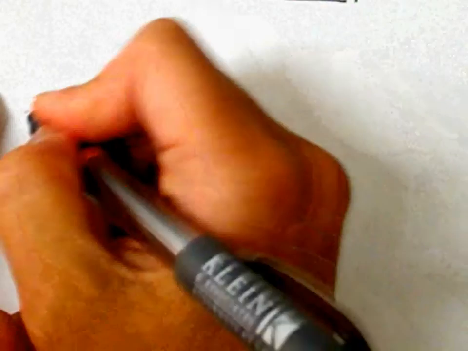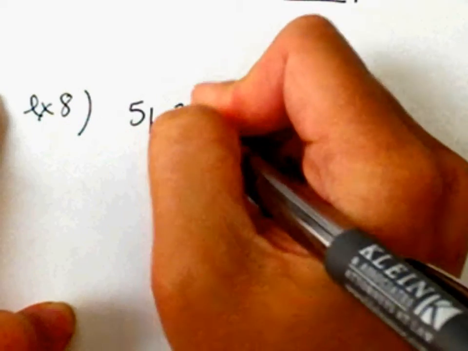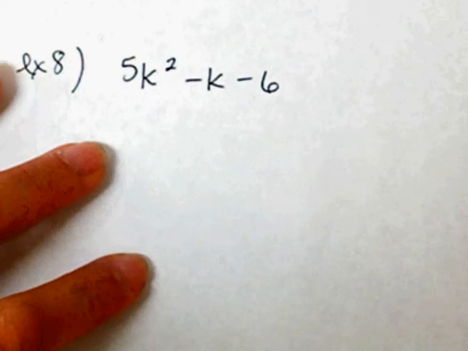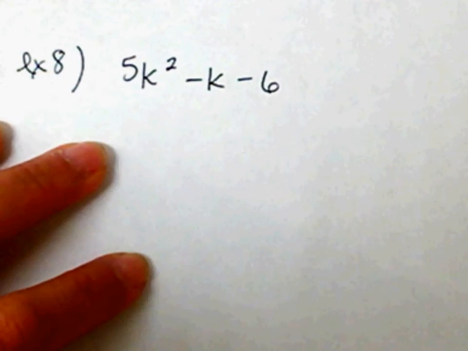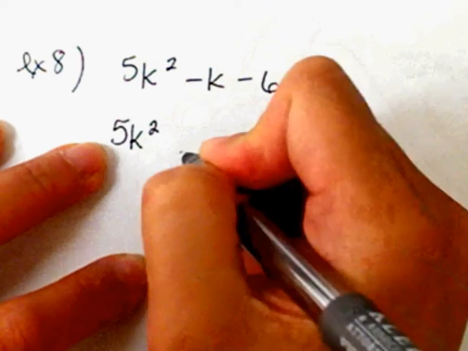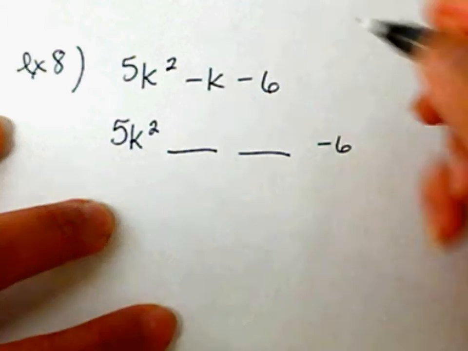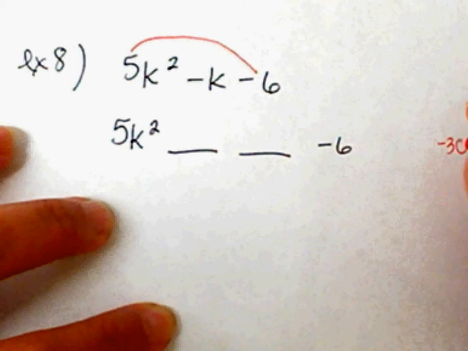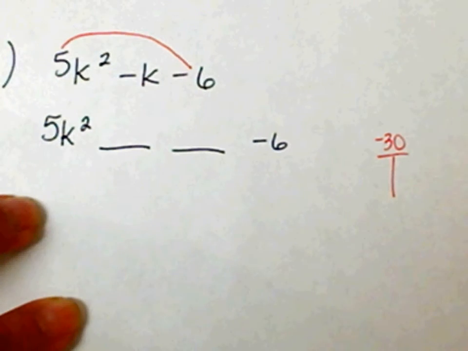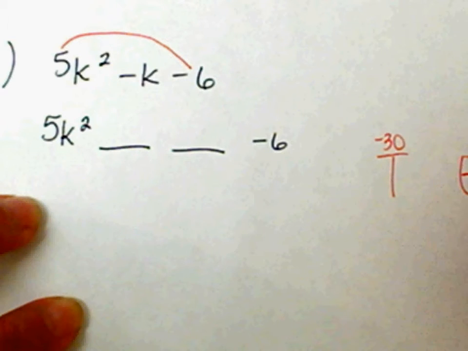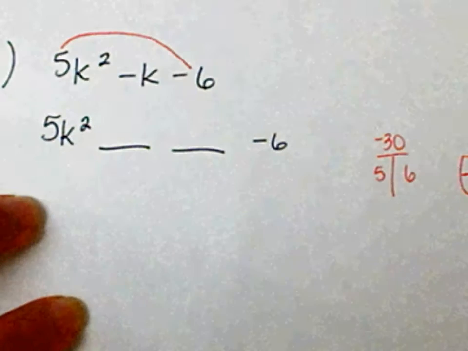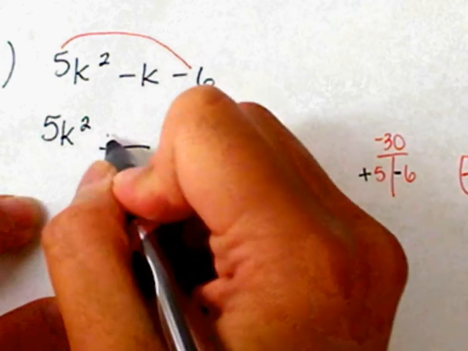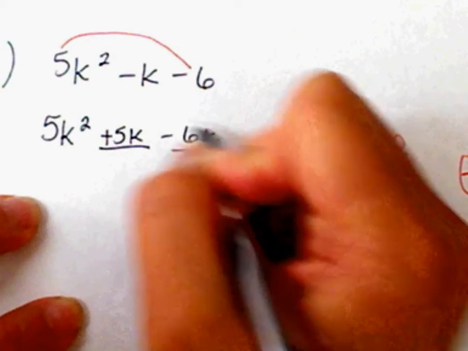5k squared minus k minus 6. Greatest common factor is a 1. Nothing to factor out. I am going to do grouping on this one. 5k squared, blank, blank, negative 6. a times c: 5 times negative 6 is negative 30. Two numbers that multiply to give you negative 30, and it's going to subtract to give you 1k. 5 and 6. I want a negative. The bigger number goes with the sign, and here's your positive. So plus 5k minus 6k. Remember, I'm just rewriting my middle term.